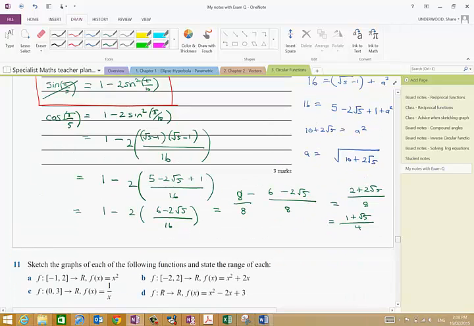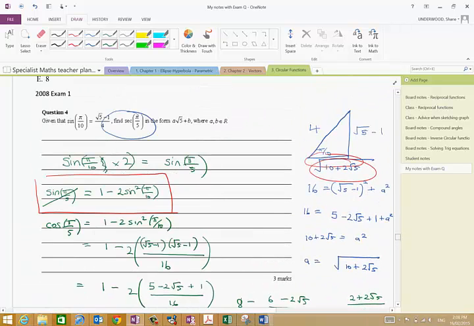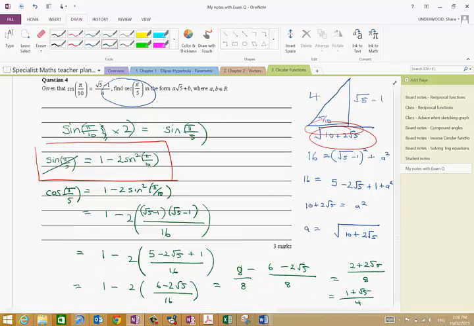Yes? Now we're trying to find sec of pi on 5. So sec of pi on 5 is 1 on cos of pi on 5. So therefore, sec of pi on 5 is equal to 4 over 1 plus root 5. Is that correct?